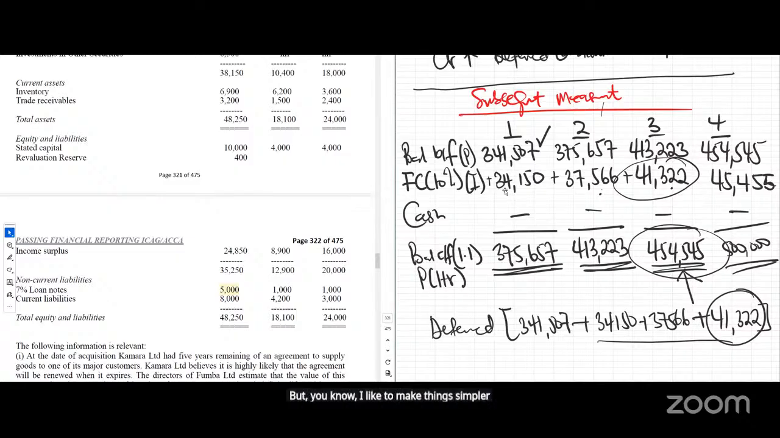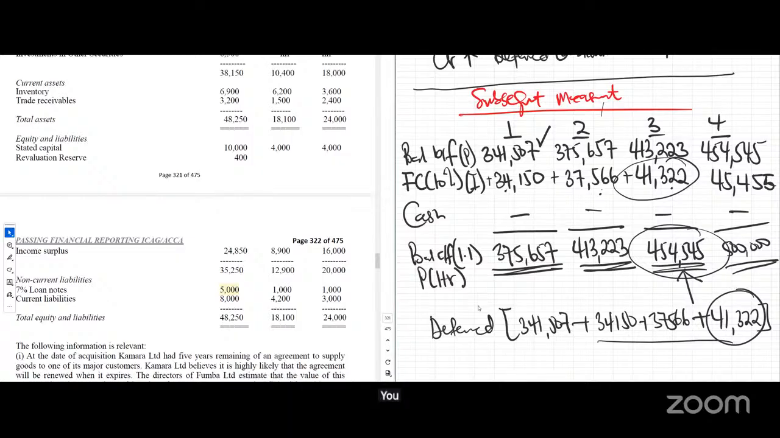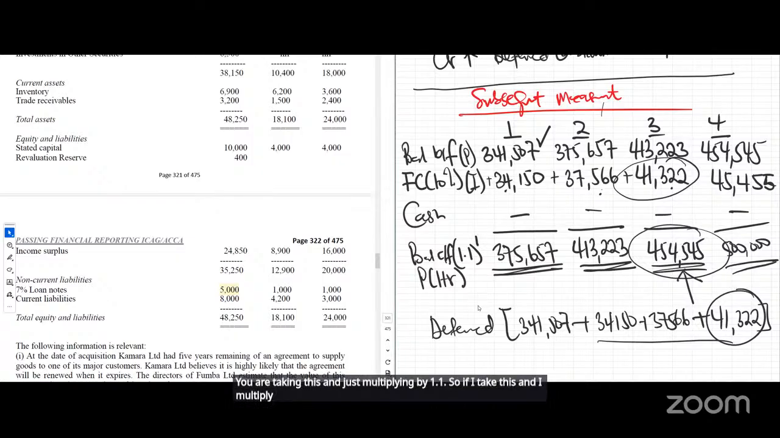Now that you've gotten the concept, remember all this while what you were doing was taking this and just multiplying by 1.1. So if I multiply by 1.1 to the power 1, I'll get this. If I multiply by 1.1 to the power 2, I'll get this. If I multiply by 1.1 to the power 3, I'll get this. Try and see. You are just compounding.